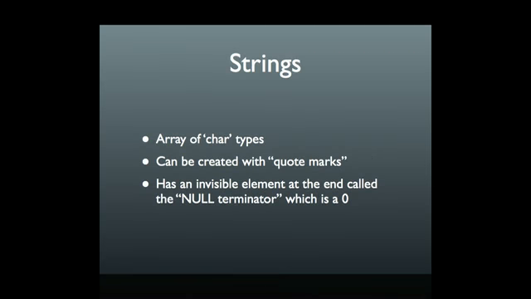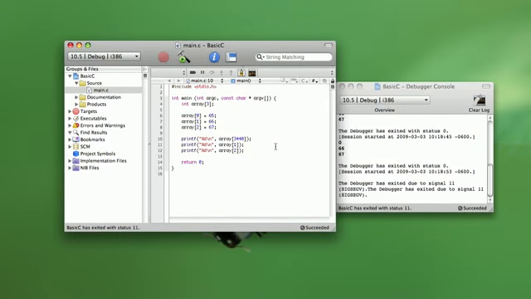The next thing that we're going to take a look at now that we've discussed arrays is strings. Strings are really just a special type of array. They're an array of char types. They can be created for our convenience with the double quote marks. And one more interesting thing about these strings in C is that they have an invisible character at the end that has the value of 0. So now let's take a look at strings in practice.